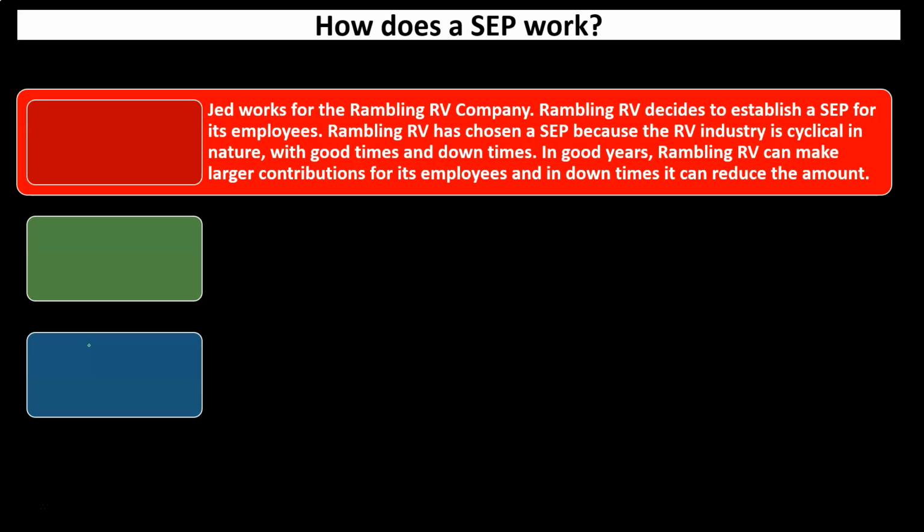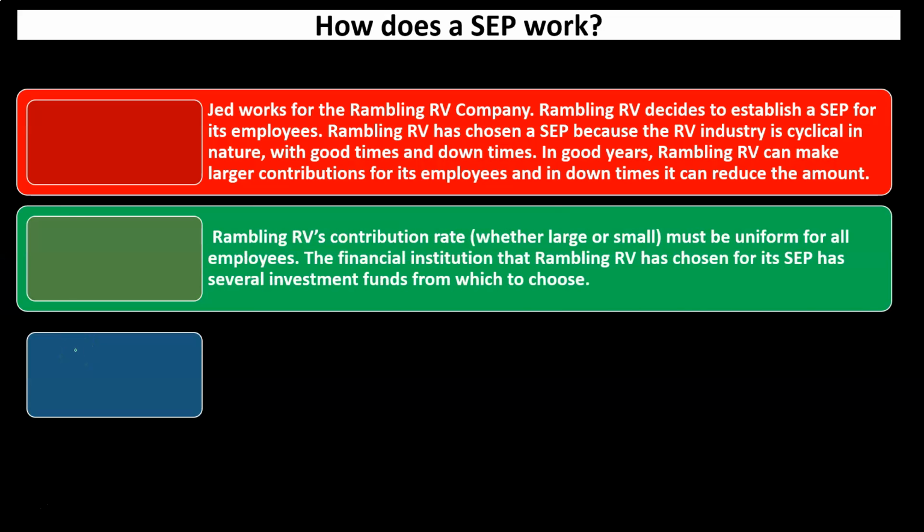Rambling RV decides to establish a SEP for its employees. Rambling RV has chosen a SEP because the RV industry is cyclical in nature, with good times and down times. In good years, Rambling RV can make larger contributions for its employees, and in down times, it can reduce the amount. So it wants that flexibility of being able to put money into the SEP when it has the availability to do so. Rambling RV's contribution rate, whether larger or smaller, must be uniform for all employees.